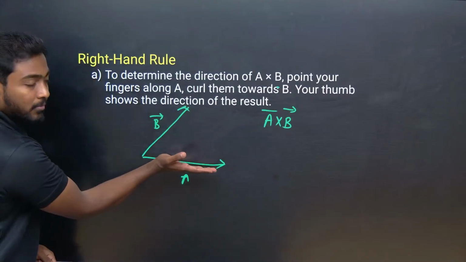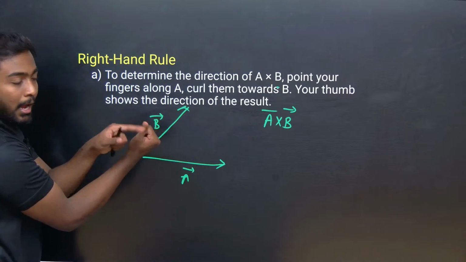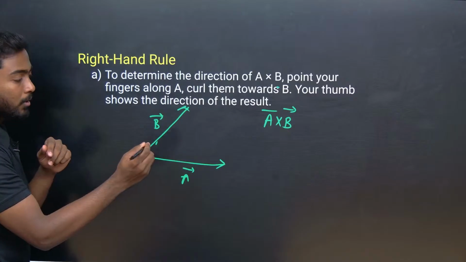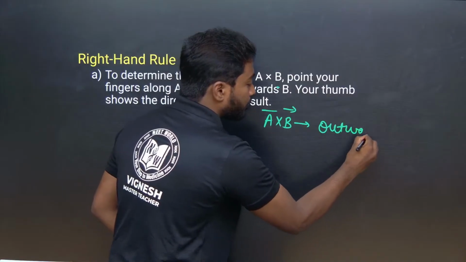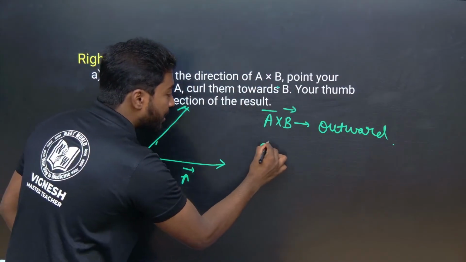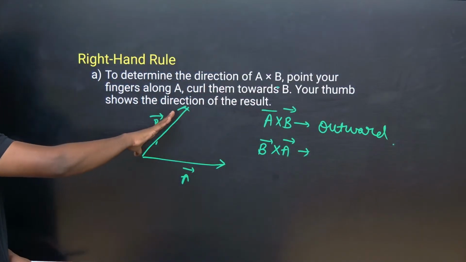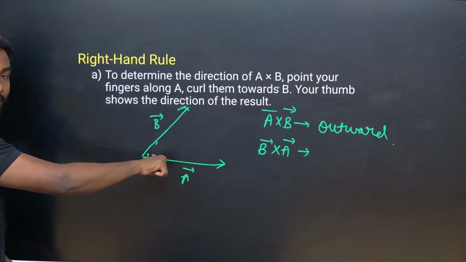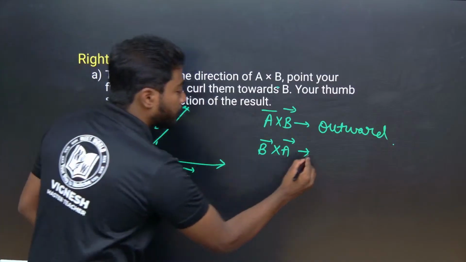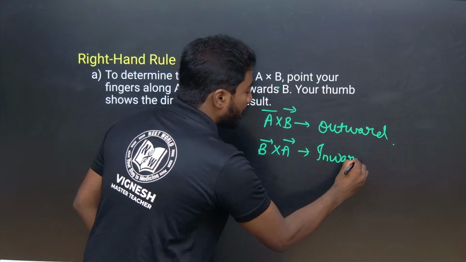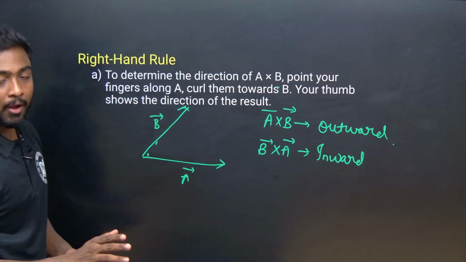So if I take this as my initial vector to the final vector, my resultant vector is outward, it will come outward. For this one it is outward. If I consider B as my initial vector and A as my final vector, coming towards A, my thumb is showing the direction inside, so it is inward. Outward and inward.